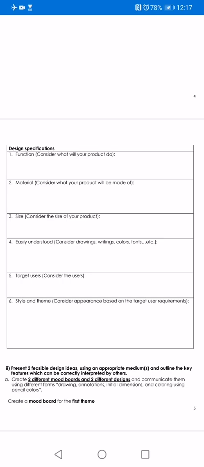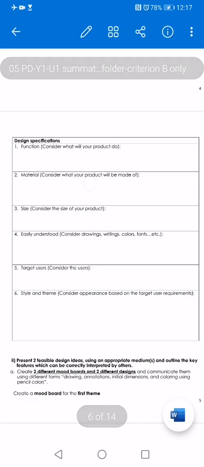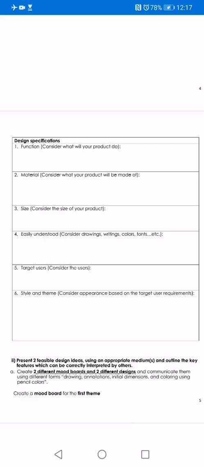The first specification is function. That's where you need to write what is this thing that you are designing. What are you designing? What does it do? What is it used for? So that's for function. The second specification is material. For material, you need to consider what your product will be made of. Remember, you're limited into specific materials and specific amount of materials, so you need to write all of this.